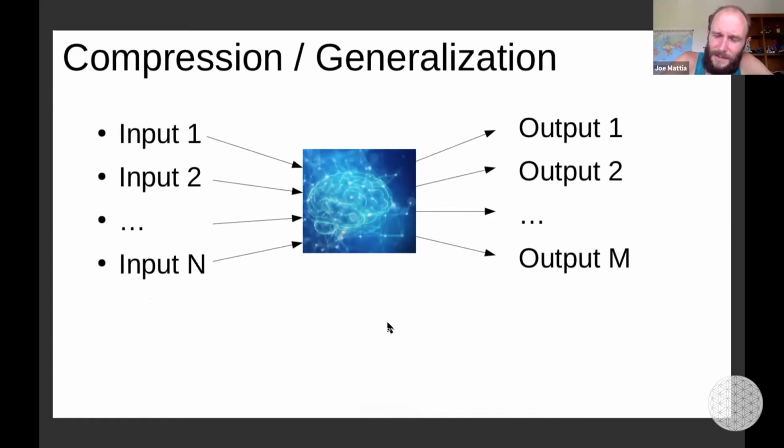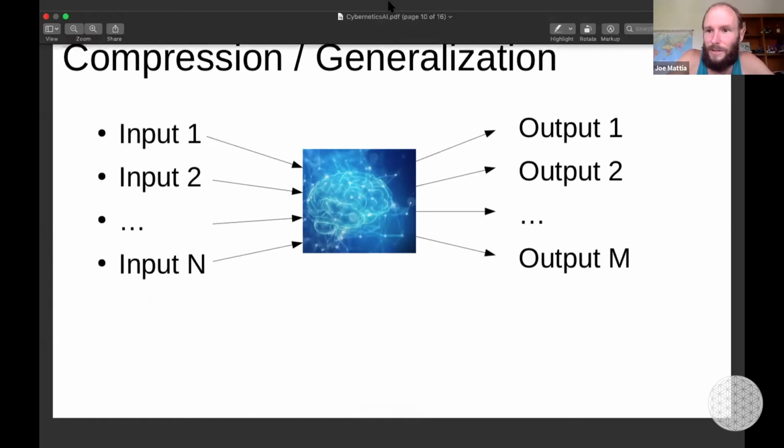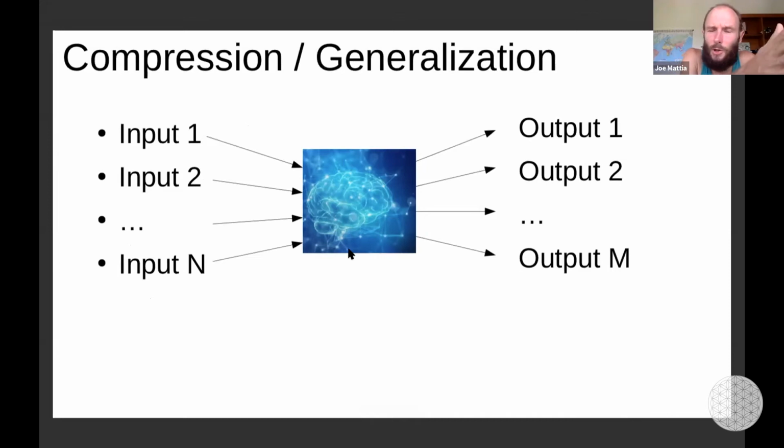So this is just another way of looking at that same picture from earlier, where we have the sensors on the left, the inputs are the sensors, and the outputs are the muscles, or the motors, actuators. And then here's the brain, right? So what is this brain really doing?